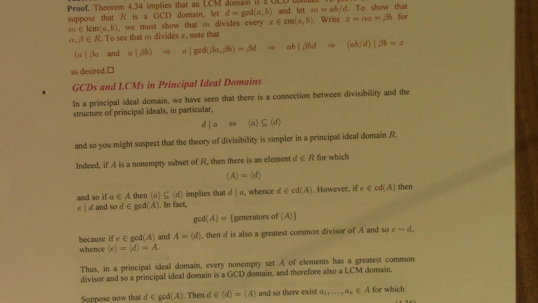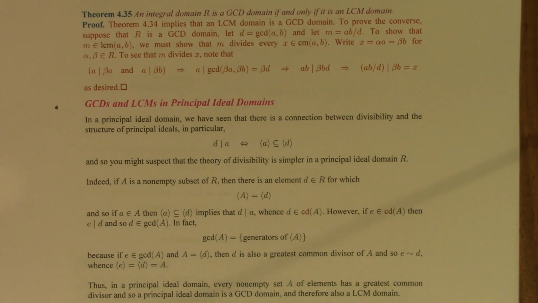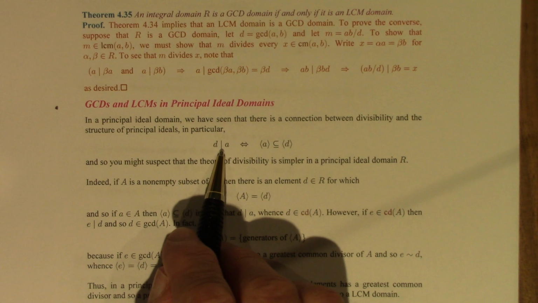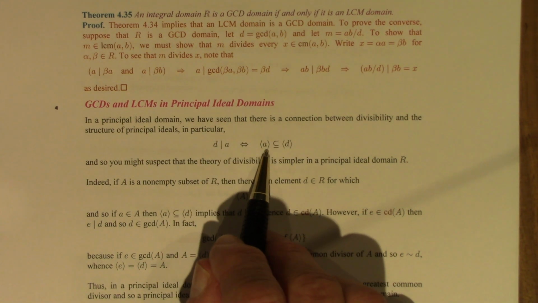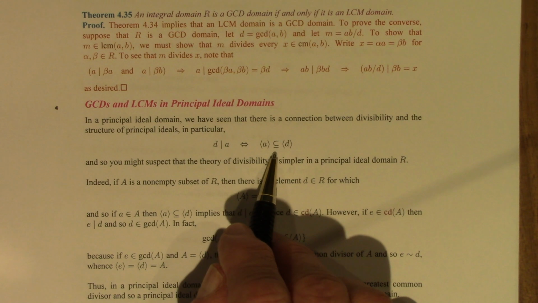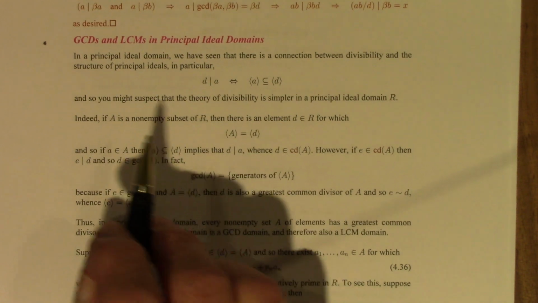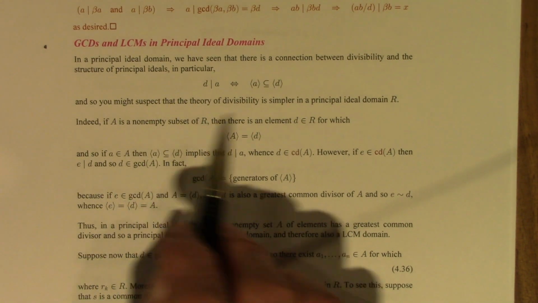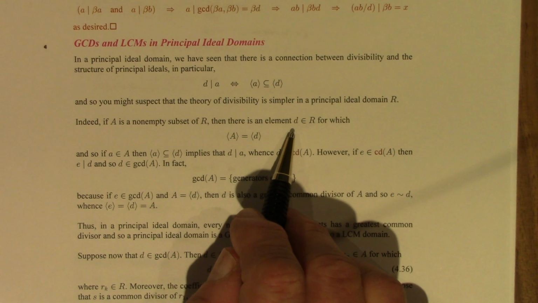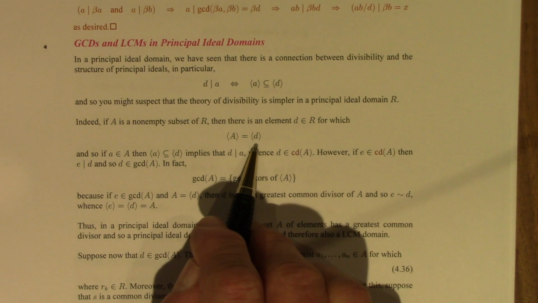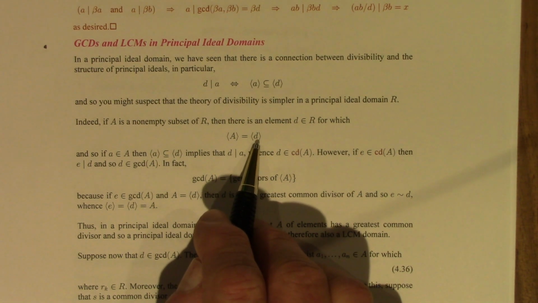In principal ideal domains, we've seen that there's a connection between divisibility and the structure of principal ideals, and those are all the ideals, in fact. In particular, D divides A if and only if the ideal generated by A is contained in the ideal generated by D. Now, if A is a non-empty subset of R, then there is an element D in R for which the ideal generated by A is the same as the ideal generated by D, because all ideals are principal.